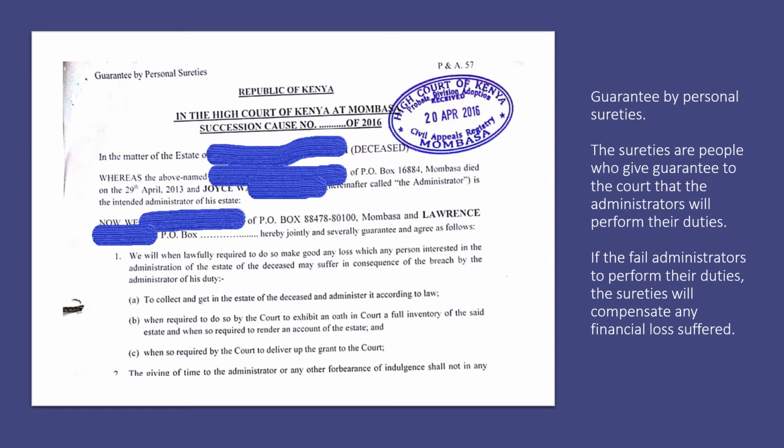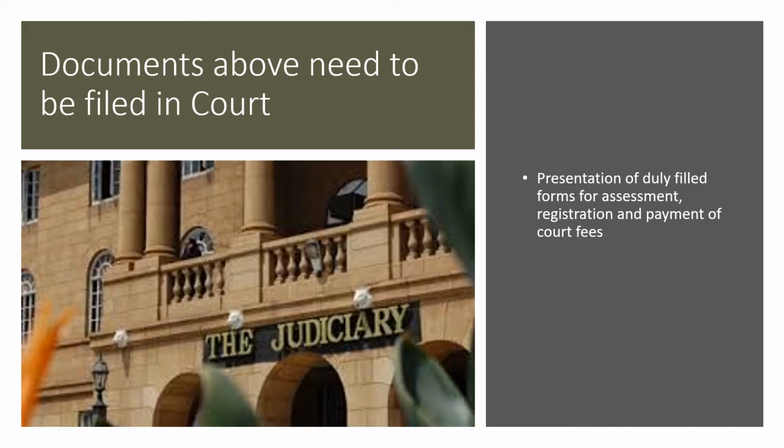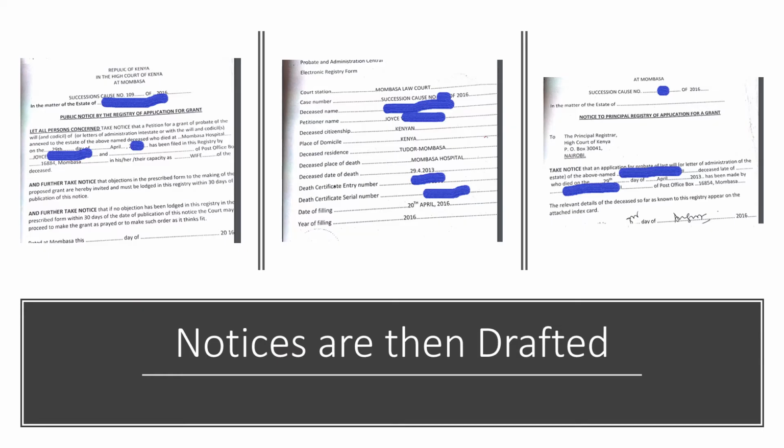And the sureties are people who give a guarantee to the court that the administrator will perform their duty. And if the administrators do not do so, the sureties will compensate any financial loss suffered. So the sureties you get, you must be sure that at least they have the ability to do that. And if you're being asked to be a surety, you must understand that that's the liability that will fall on you if the administrator doesn't come through.